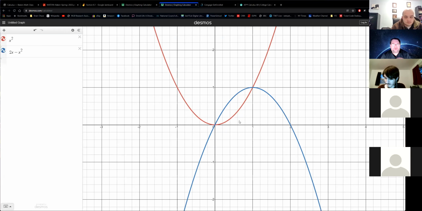All right, so there's my two equations. They also color code it, which is kind of nice. So in this graph, I'm looking at where they cross. They cross at 0 and they cross at 1. So now we know where they cross. And we know which one's on top. The blue one's on top, which is my 2x minus x squared. So we're going to make that my f of x. And we're going to make the other one g of x.